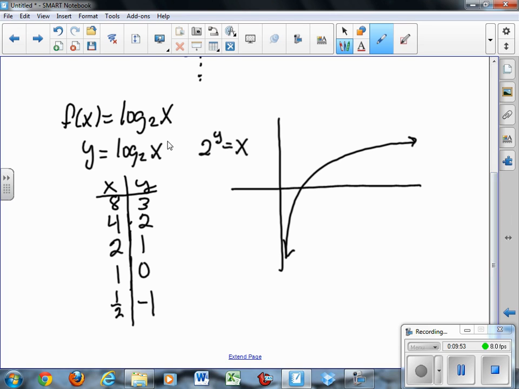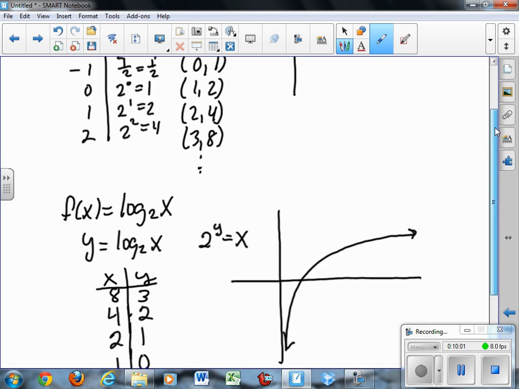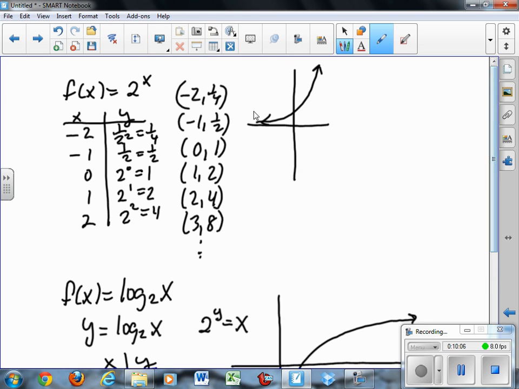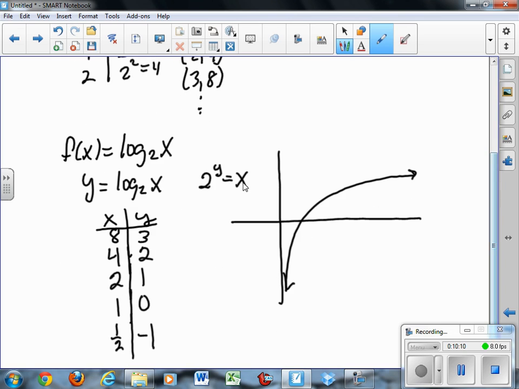I didn't take the time to plot the points, because you could plot those, but this is the basic shape of a log graph, and compare that to an exponential graph. This one has the x-axis as an asymptote. This one has the y-axis as an asymptote. Okay, there's enough for getting you started with logs.